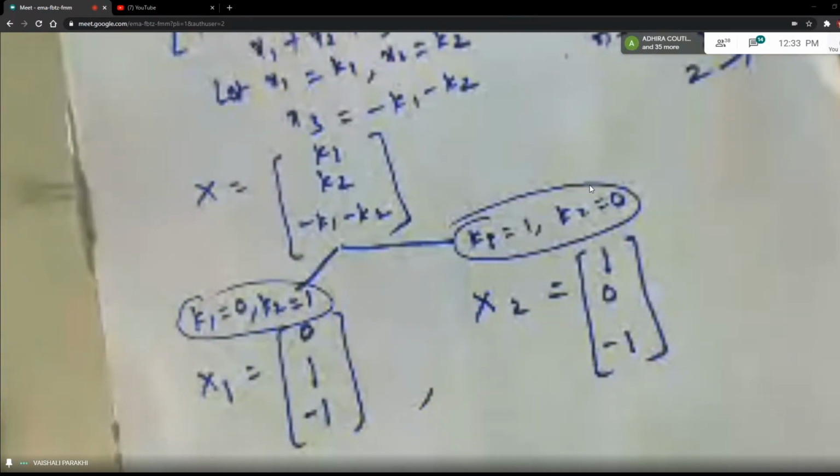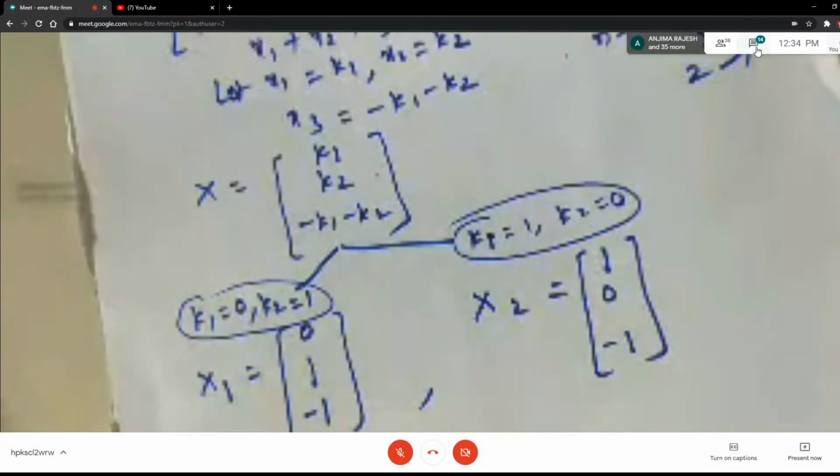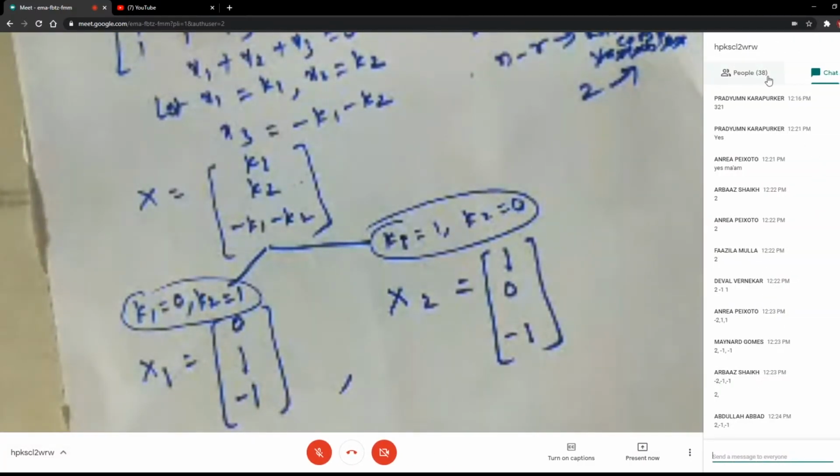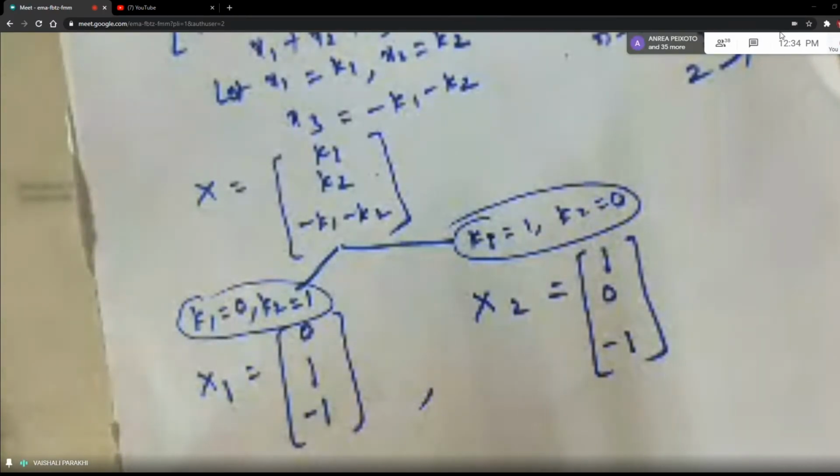Okay, students. Done. Any doubt in this? If you have any doubt, even if it is a minor doubt, you can ask. Don't hesitate to ask your doubts.